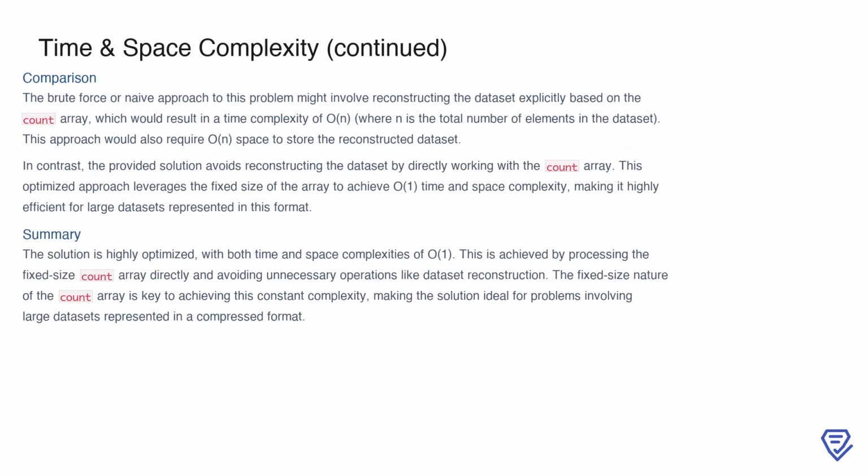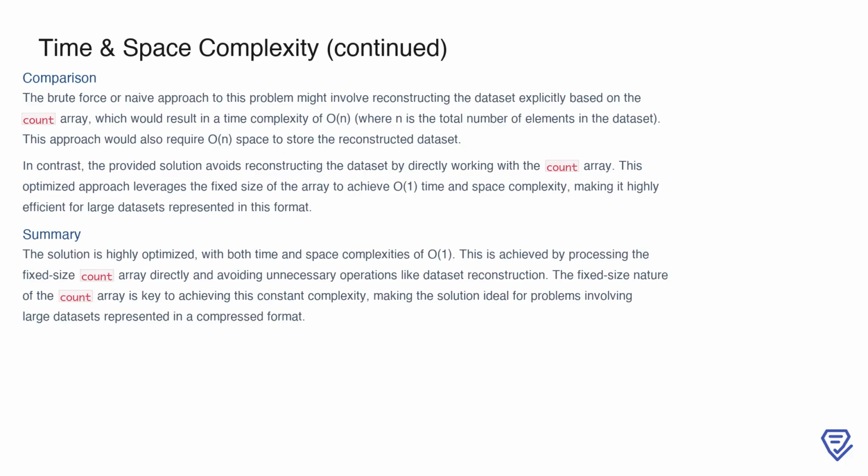When comparing this optimized solution to a brute force approach, the efficiency gains become clear. A naive method might involve reconstructing the dataset explicitly from the count array, which would require iterating over the array and creating a list of all elements. This approach would result in a time complexity of O(n), where n is the total number of elements in the dataset. It would also require O(n) space to store the reconstructed dataset.